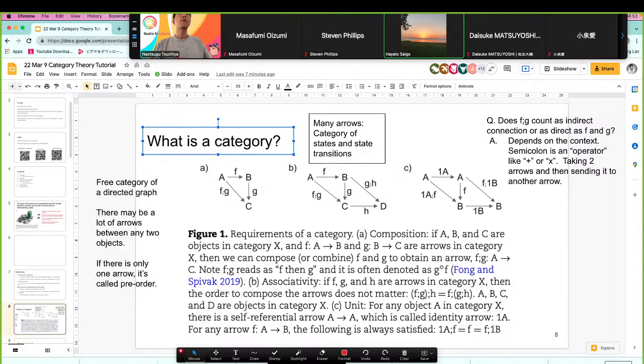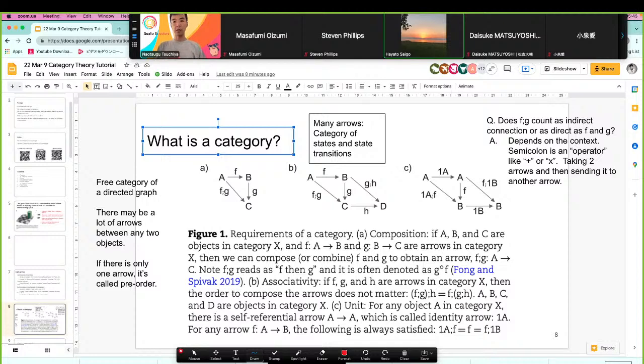All right, so there was a question on the chat box. What is not a category? And I realized that I didn't define a category very clearly, so sorry. The simplest definition is that a category is a collection of objects such as A, B, C, and also arrows such as F, G, or H here. And when these objects and arrows satisfy the following conditions, A, B, and C, then that is called a category. If any of them doesn't get satisfied, or if it's not composed of objects or arrows, then it's not a category.